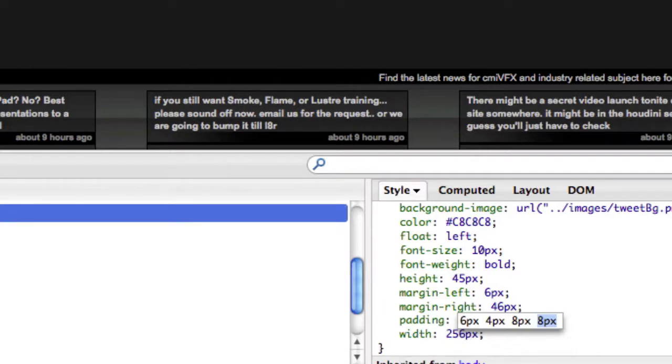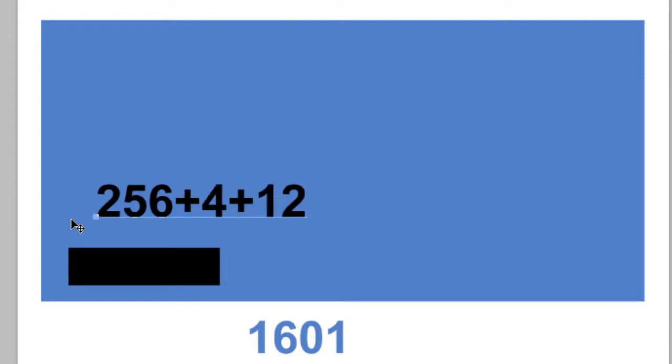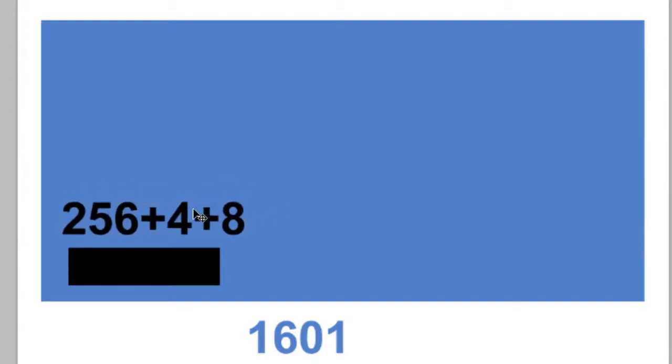So let's draw a block now. So each block we know is going to be 256 plus padding left plus padding right. Okay, so that's the width of each block. Now we need to calculate how many blocks can we fit here. Well, that calculation is actually pretty straightforward. That makes a lot of sense.